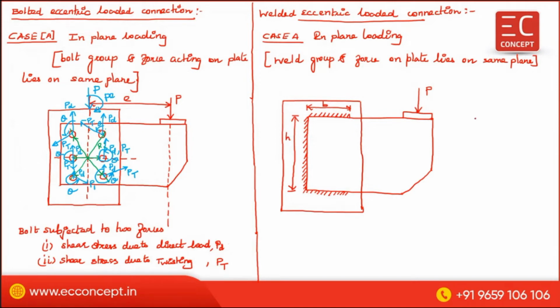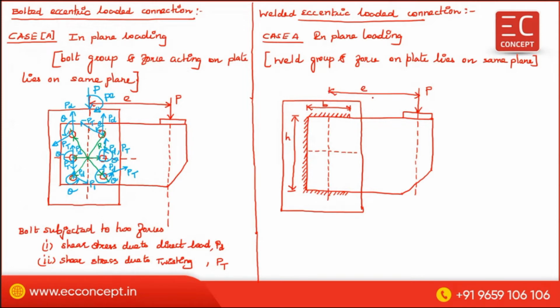Okay, now see, the centroid of the weld group is somewhere here. So this is the centroid of the weld. Your centroid of the weld is somewhere here, but the line of action of the load passes somewhere here. Right. Now the distance between these two we can call the eccentricity.